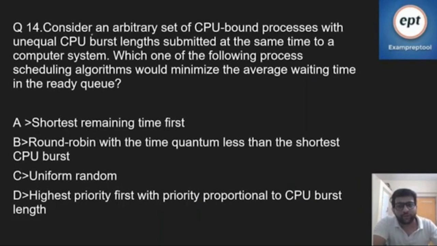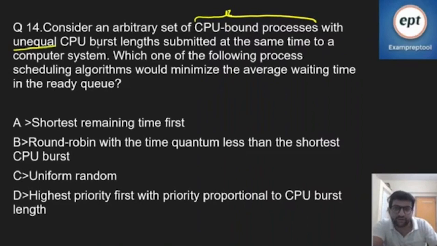Right. So consider an arbitrary set of CPU bound processes. So what are CPU bound processes? Which are mostly executed on CPU. It does not have large IO or waiting operations, right? So these are CPU intensive processes, right? With unequal CPU burst lengths submitted at the same time to the computer system.